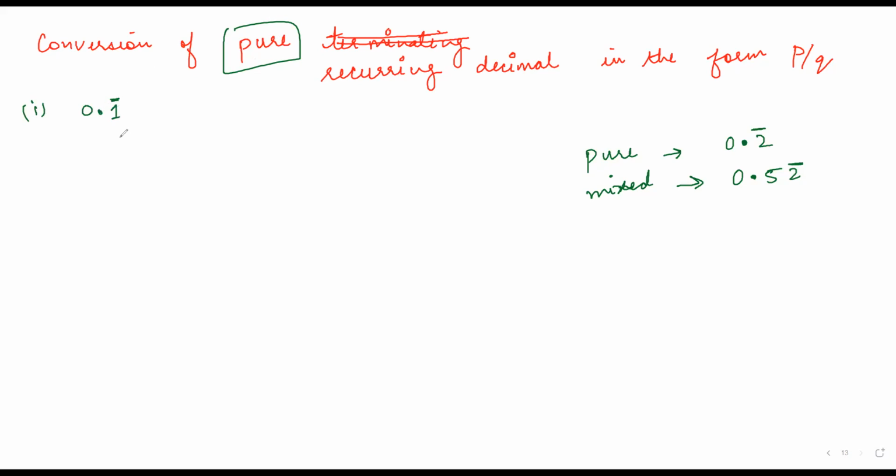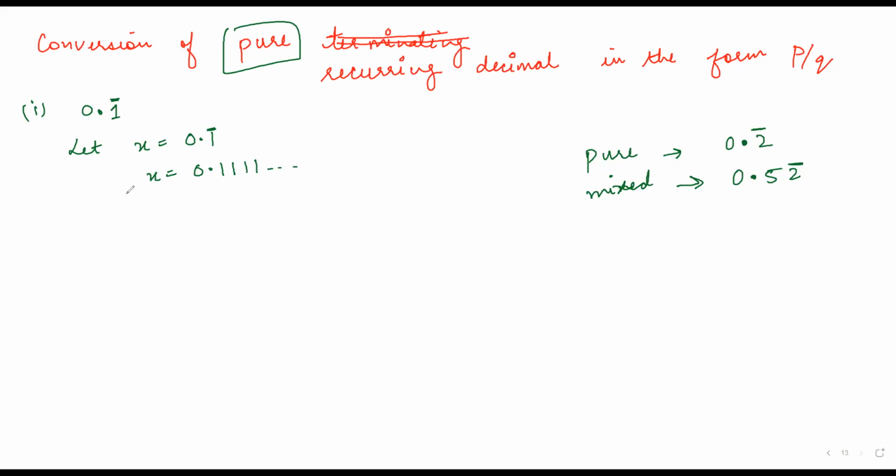Right? I want to convert it in the form of p by q. So equate it to something. Let x is equal to 0.1 bar. Understood? That means x can be written as 0.1111, and so on, right?